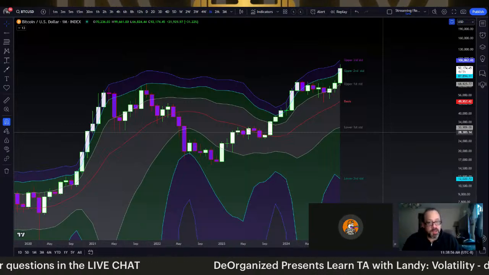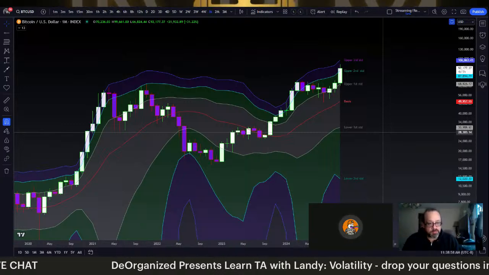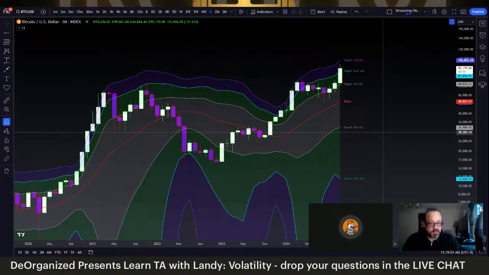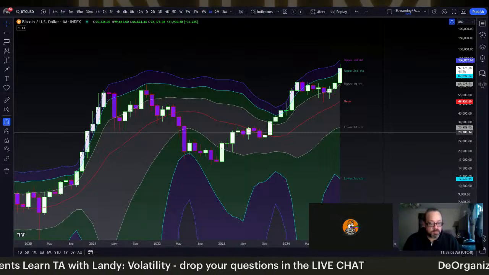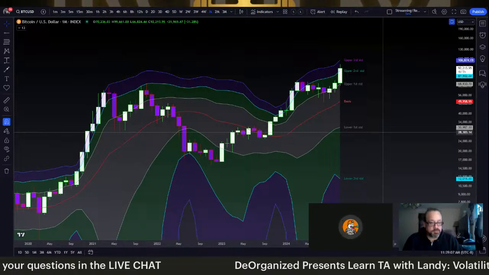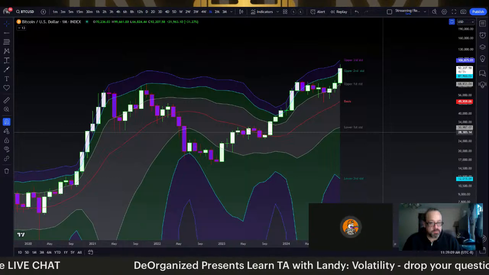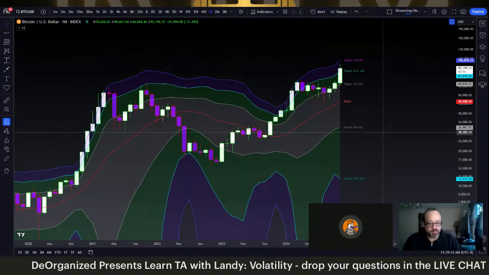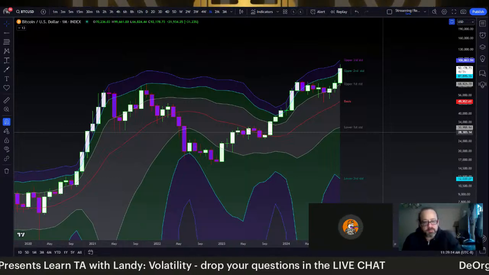So it always starts with trend first, right? Because we have to see where the trend is as it relates to all the other things like support and resistance, volatility, and then of course that's going to help us gauge momentum, and then we have specific tools we can use.